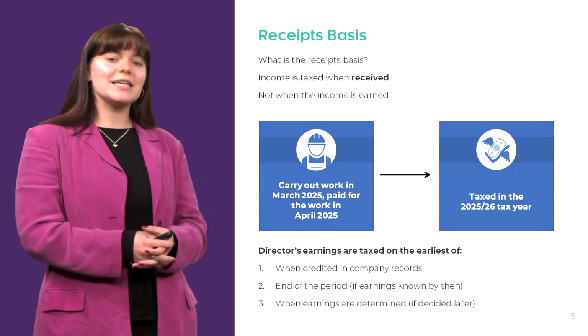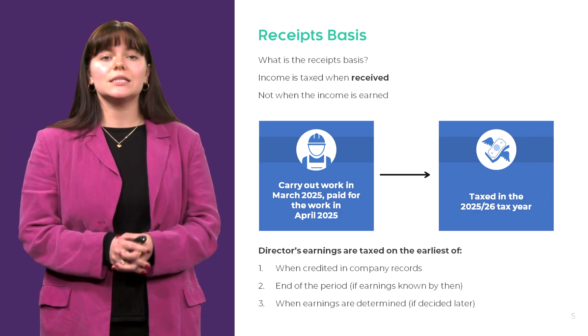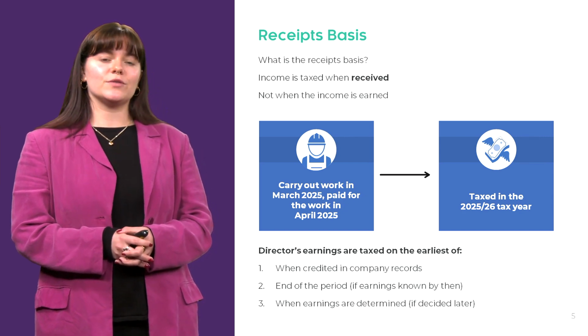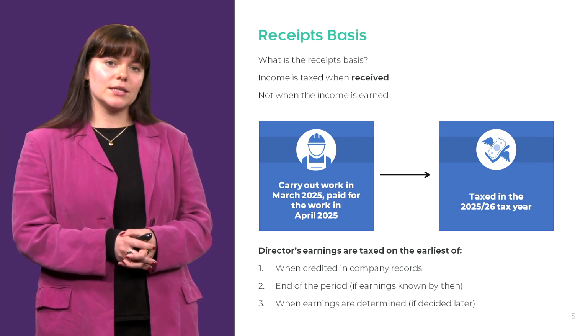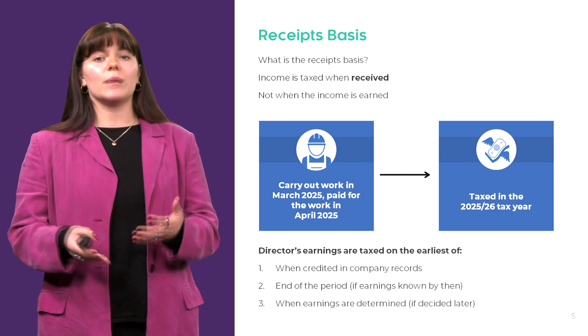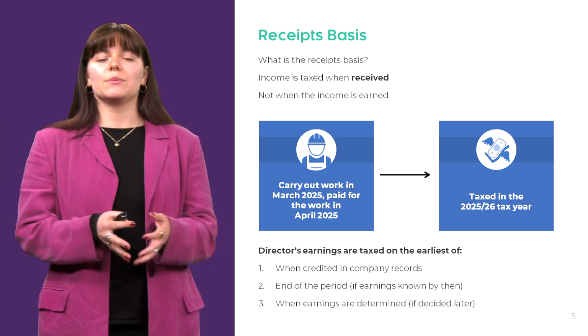Moving on. Let's begin by looking at the first important concept, the receipts basis of taxation. This is the system used for accounting income from employment. Under the receipts basis, income is taxed when it is actually received by the employee, rather than when it is earned. Here we have a simple example.